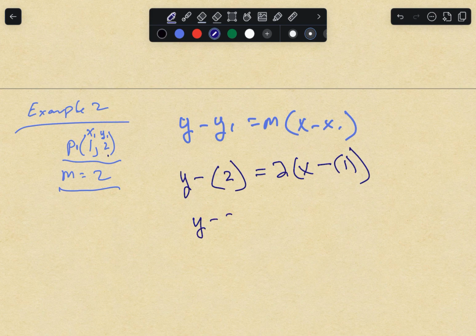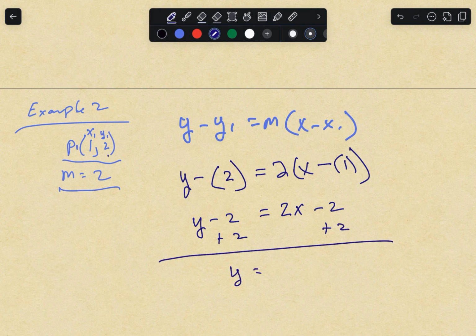So now we have enough to figure this out. Y minus 2 equals, and we just do good old manipulative algebra. 2 times x is 2x, minus 2 times 1, which is 2. Now we add 2 to this side and 2 to that side, and we get y equals 2x. Bam! Isn't that nice?